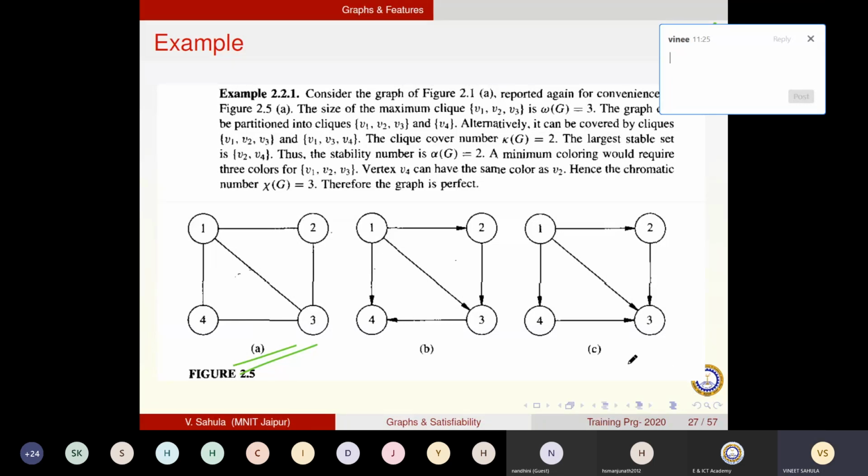If you color a vertex with some color, you have to choose different colors for its neighbors. Fine. So if I choose color 1 here, I have to choose color 2 here, and I can choose the same color 2 here, and color 3 here. So I need 3 colors, right? So the chromatic number is 3. The clique size is 3, right? Max clique size is 3.